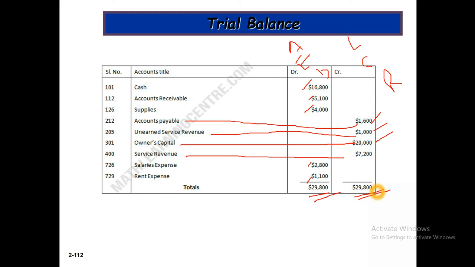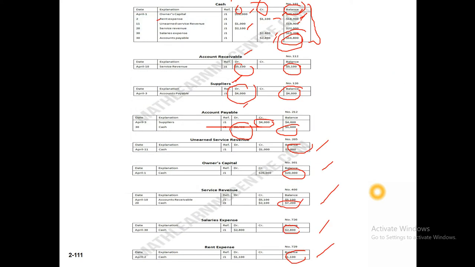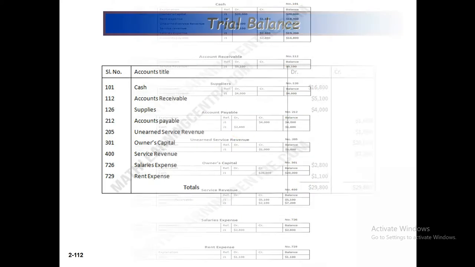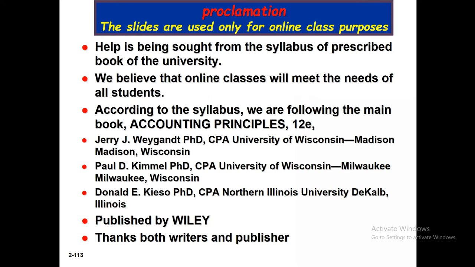Okay, so we are getting trial balance items from this ledger closing balance. Okay, this balance, this balance, this balance, this balance, this balance, this and this balance. Okay, so this is our trial balance.